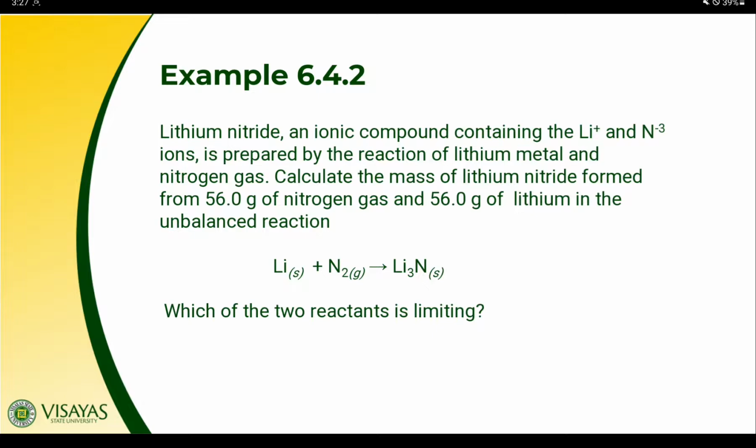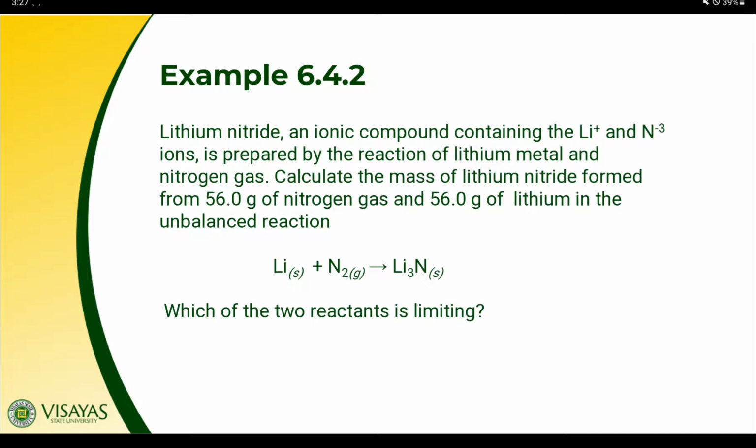Okay, let's have here an example. Lithium nitride, an ionic compound containing the lithium and nitride ions, is prepared by the reaction of lithium metal and nitrogen gas. Calculate the mass of lithium nitride formed from 56 grams of nitrogen gas and 56 grams of lithium in the unbalanced reaction. So we have an unbalanced reaction. Which of the 2 reactants is limiting?